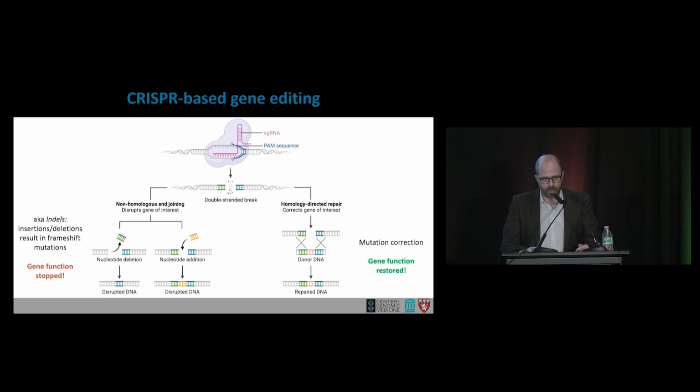An alternative repair method is if you provide a donor DNA with the sequence that you want to insert, and it has some homology in the flanking regions, you can replace the sequence that was there with what you want. So you can correct a mutation and restore function of a gene.